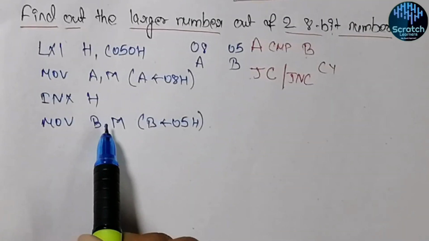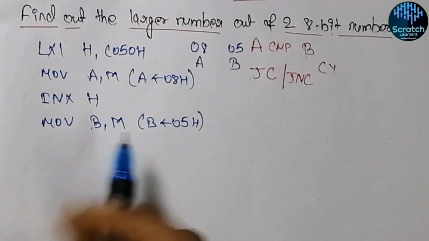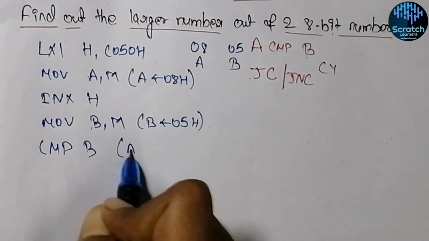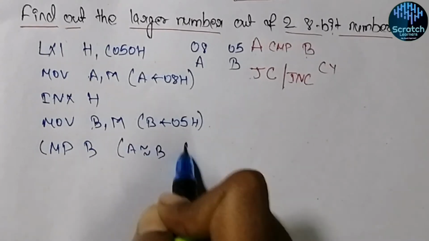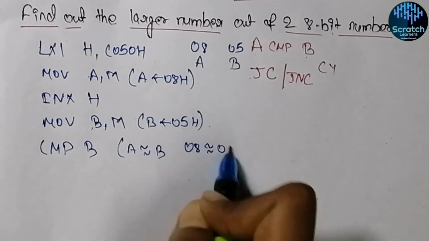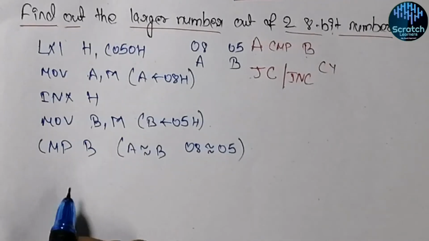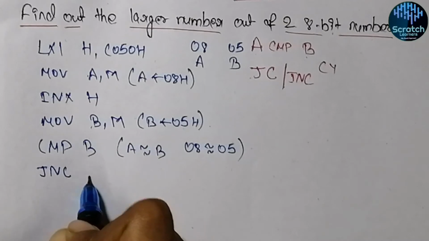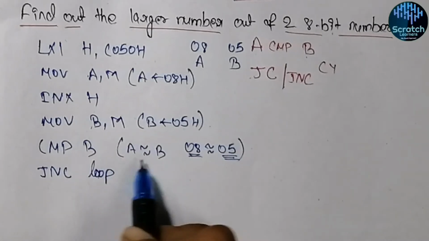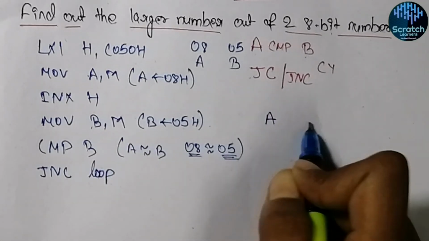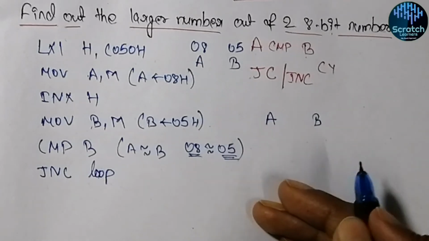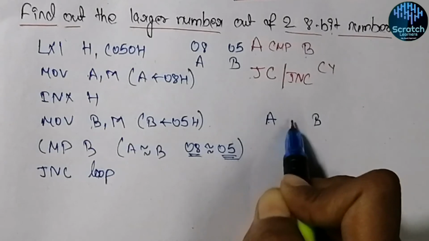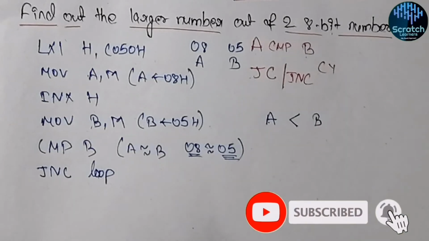Now we will compare the content of both the registers. That means CMP B. So A will be compared with B, that means 08 will be compared with 05 hex. Right? Now we will use the JNC instruction. This is a jump because, while comparing two data A and B, if we get a carry, then what does it mean? It means that the content of the accumulator is smaller than the content of B.